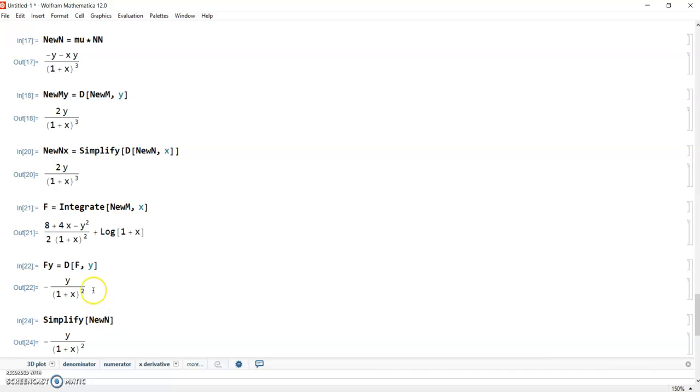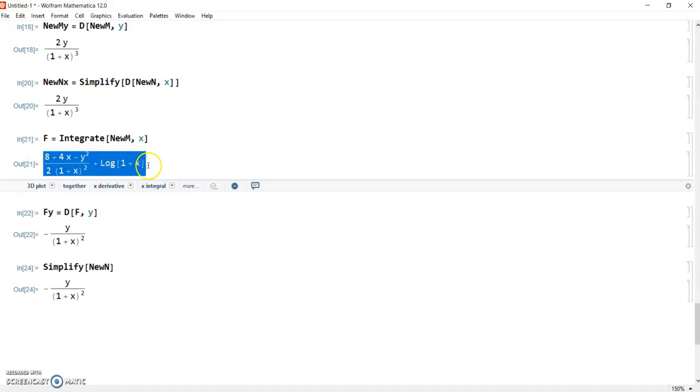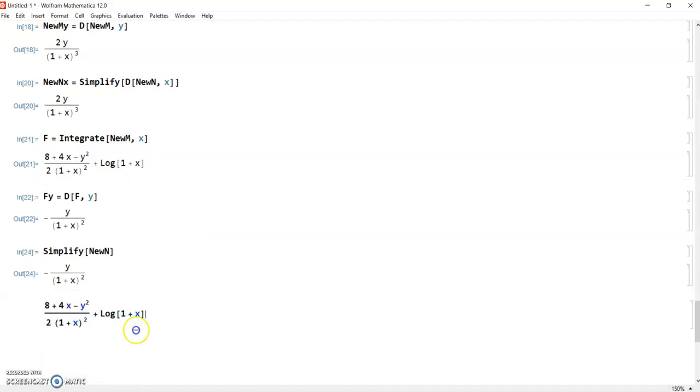Since now this partial derivative of f with respect to y is the same as this, therefore the constant of integration is 0. This will mean that the constant added over here is not a constant in y. It will be just a constant. So therefore we can write the answer like this. The answer is this, and that is equal to c.